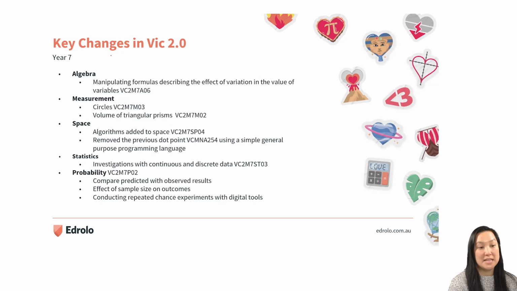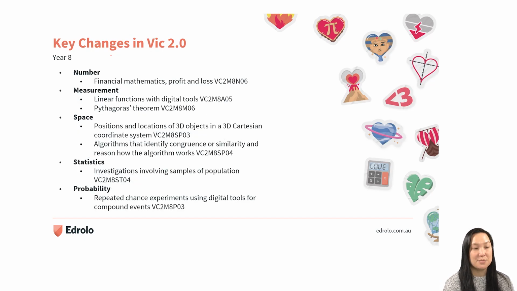In space, we have added algorithmic thinking to space, where they will be looking at algorithms to sort and classify shapes, and they removed the previous dot point of using a simple general purpose programming language. In statistics, they're using now more investigations and real life examples and talking about continuous and discrete data. And also in probability, incorporating more chance experiments, talking about predicted versus observed results and effect of sample size on outcomes. In year 8, we'll see an addition of more financial context, specifically around profit and loss.